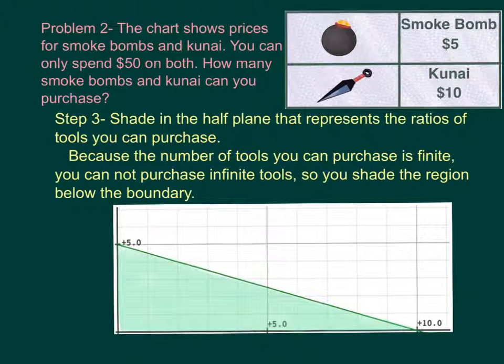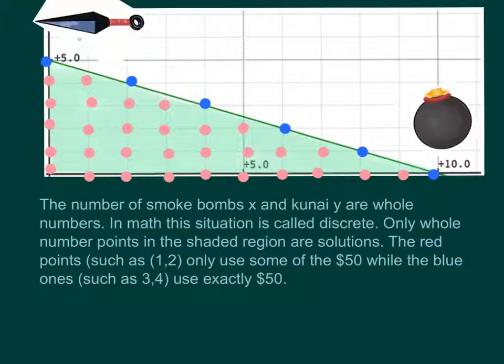Finally, we must shade in the half-plane that represents the ratios of tools we can purchase. Because the number of tools you can purchase is finite, you cannot purchase infinite tools, so you shade the region below the boundary, because the region above the boundary would represent more tools purchased, which will not fit in our $50 budget. The number of smoke bombs x and kunai y are whole numbers.